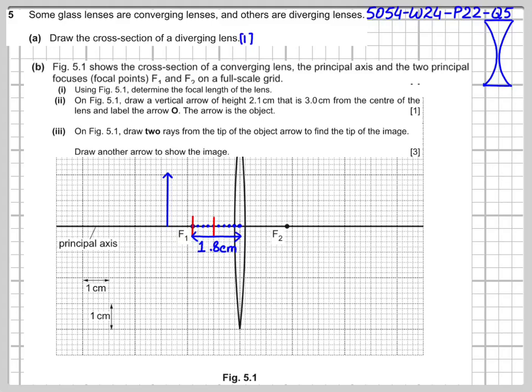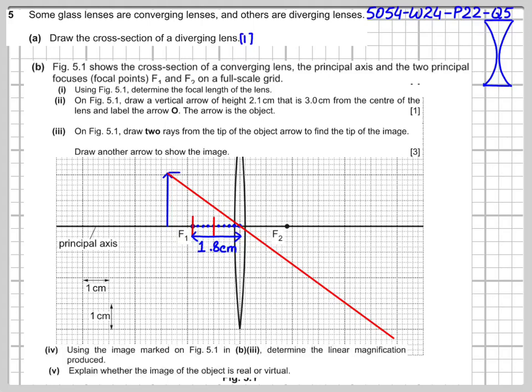figure 5.1, draw rays from the object arrow to find the tip of the image. You need to find the tip of the image. So what was the rule for this? The rule for this was that the first light ray should go from the tip of the object right to the center of the lens. This is the first ray, and the second ray should come parallel to the principal axis. The light ray that goes parallel to the principal axis should pass through the focal point, right? So you need to make at least these two rays.